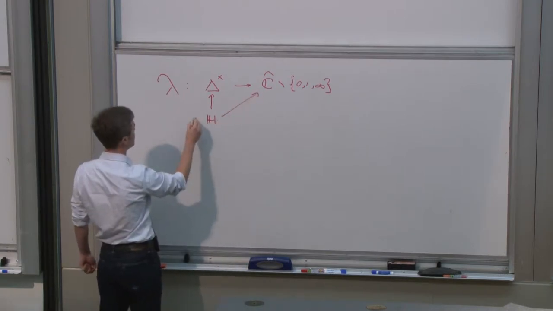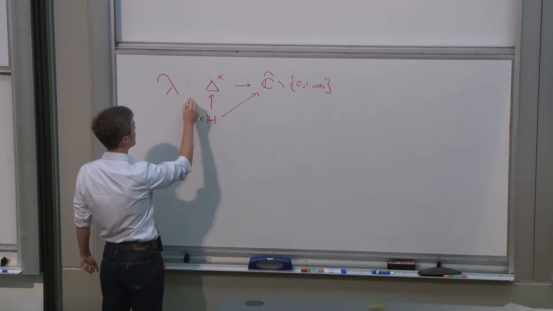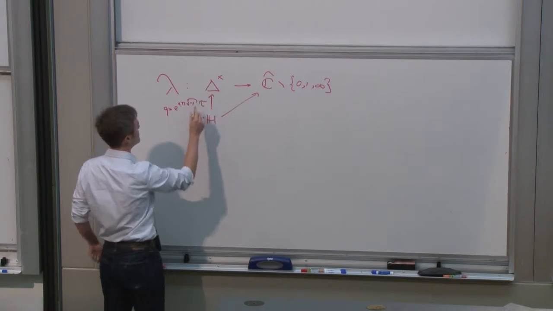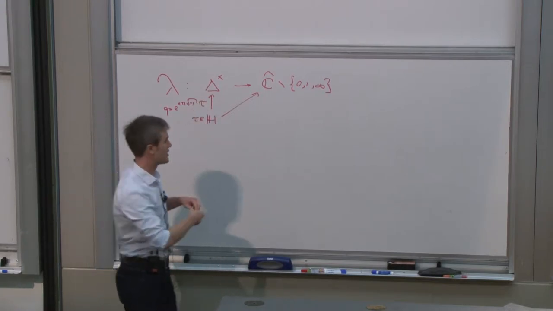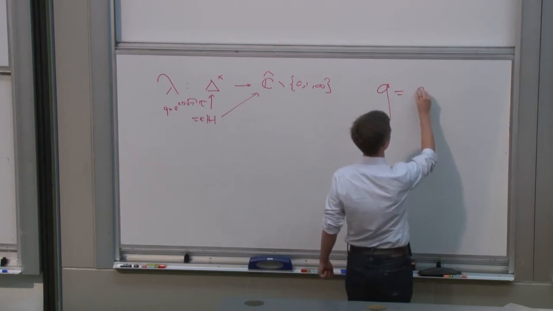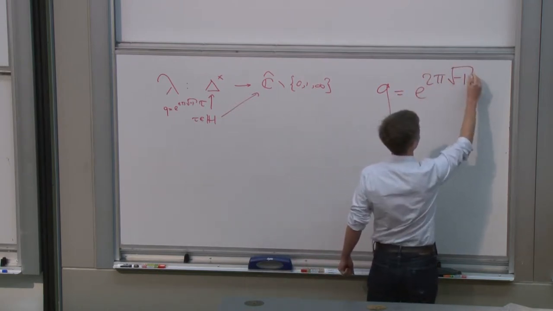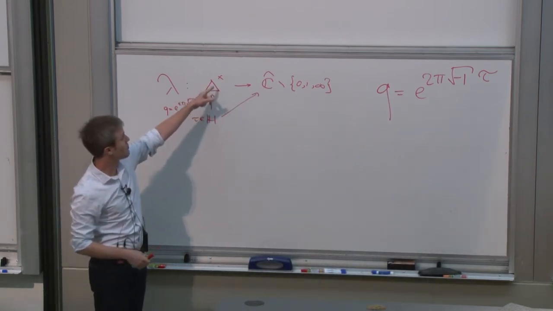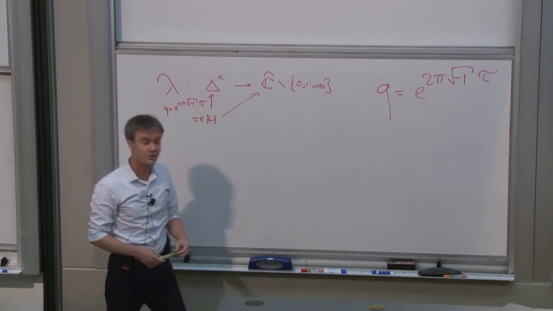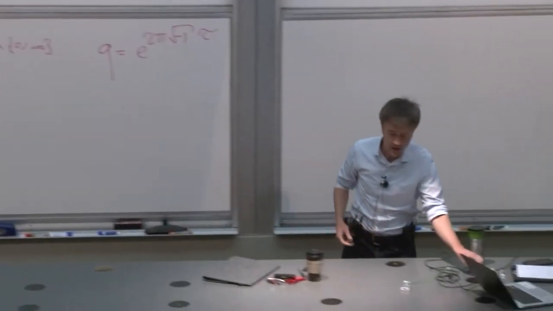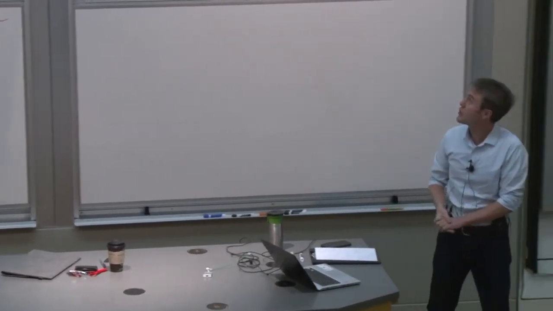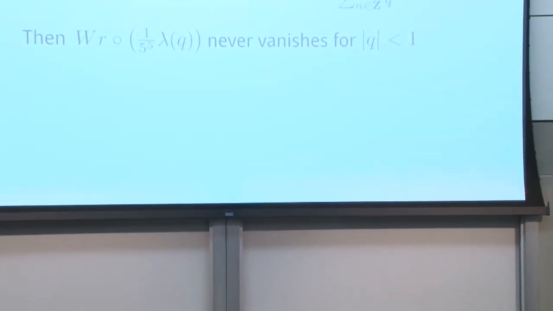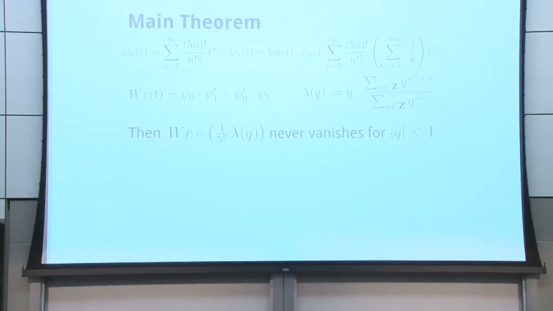So here, if you have a variable tau, you take q to be e to the 2 pi i tau. Let me just rewrite this. So q is e to the 2 pi i tau. And lambda is just the uniformization from this coordinate q, from the punctured unit disk, to the Riemann sphere minus 3 points. So this is what lambda is. It's a kind of classical object, and this is what it is.